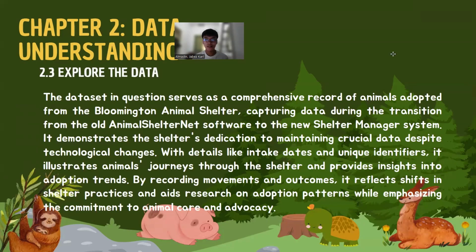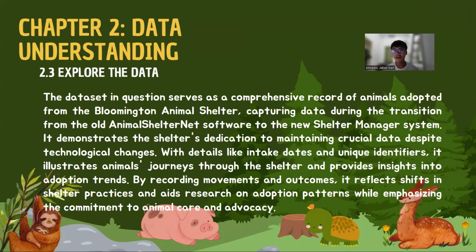For exploring the dataset, it serves as a comprehensive record of animals adopted from the Bloomington Animal Shelter, capturing data during the transition from the old Animal Shelter Net software to the new Shelter Manager system. It demonstrates the shelter's dedication to maintaining crucial data despite technological changes. With details like intake dates and unique identifiers, it illustrates animals' journeys through the shelter and provides insights into adoption trends. By recording movements and outcomes, it reflects shifts in shelter practices and aids research on adoption patterns while emphasizing the commitment to animal care and advocacy.